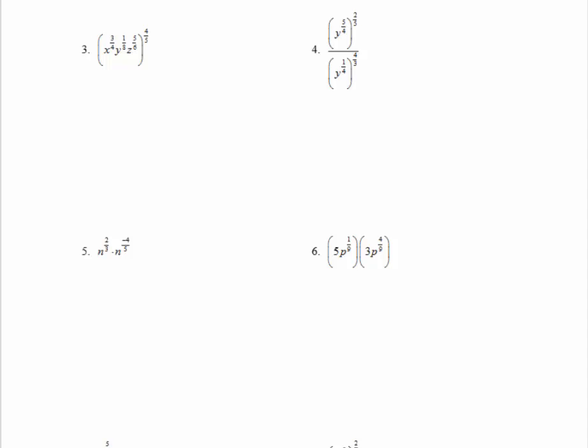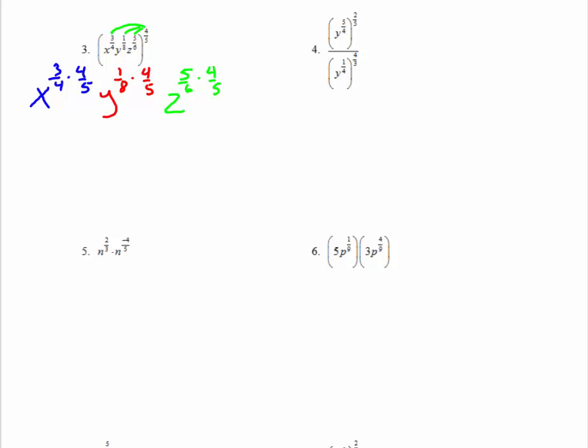Number 3, parentheses, x to the 3/4, y to the 1/8 times z to the 5/6, all raised to the 4/5 power. What do we do when there's a power on the outside? That's a power to power rule, so we distribute it to every power, making it multiplication. So when we do so, we get x to the 3/4 times 4/5, y to the 1/8 times 4/5, and z to the 5/6 times 4/5.